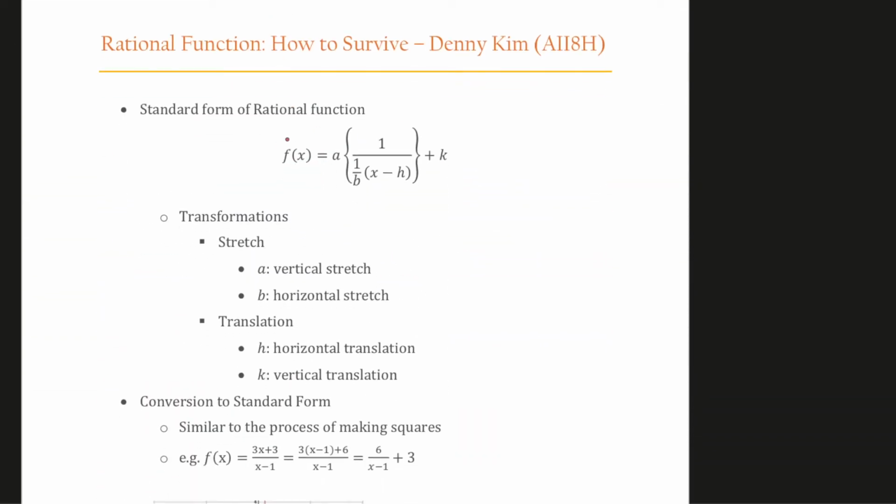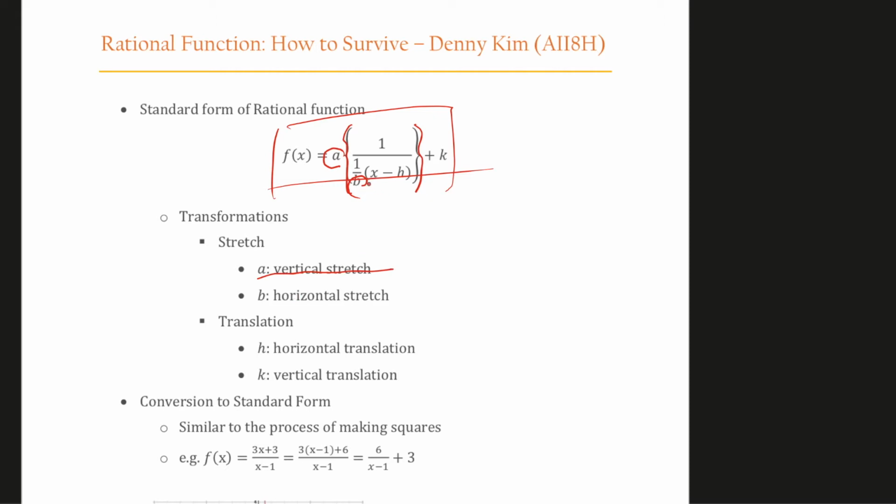This is the standard form of the rational function. You can see several factors included in this expression. And let's look at the first two factors you can see. The first factor is a, which affects the value of function overall, except the k. So it's going to affect the value of y, which makes it to be a factor for the vertical stretch.